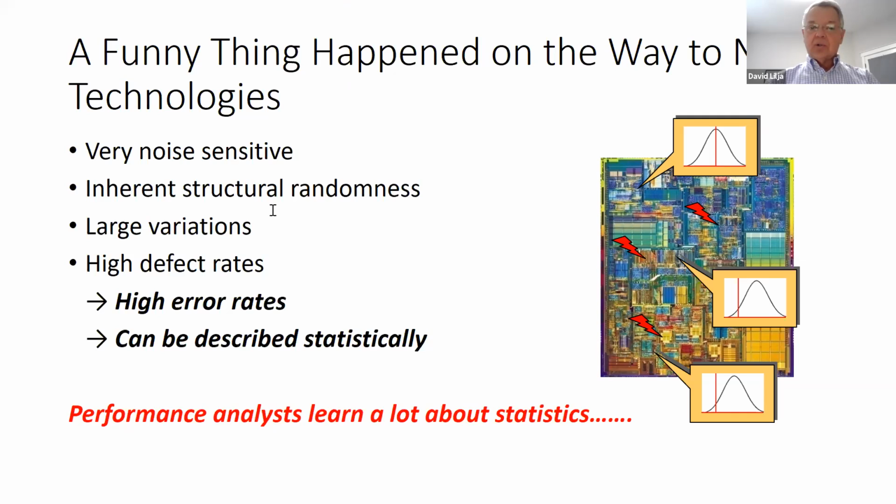The structures are so small that alpha particles and outside sorts of interference can change bits. There's large variations when you manufacture this. So I designed a transistor to have this particular characteristic. And as it turns out, when I build it, it doesn't really have that characteristic. Things change. And we can describe these defect rates, these variations statistically, but we have to somehow deal with these high error rates.